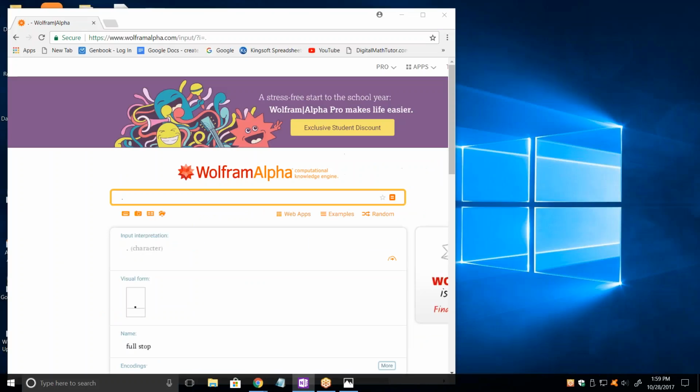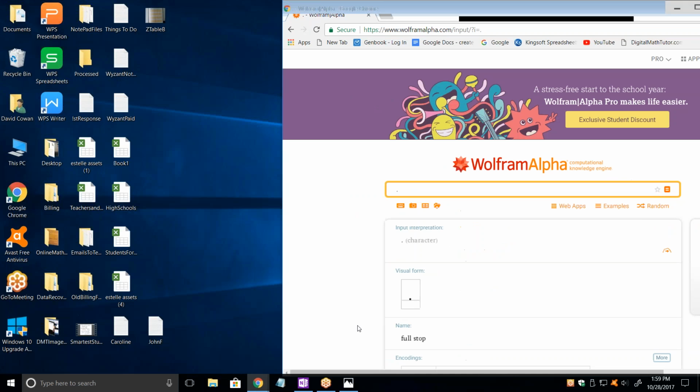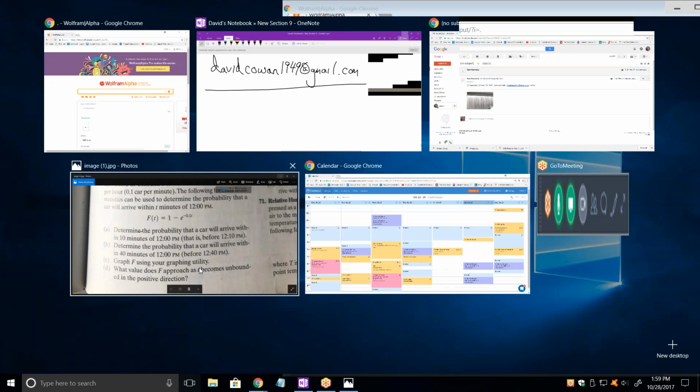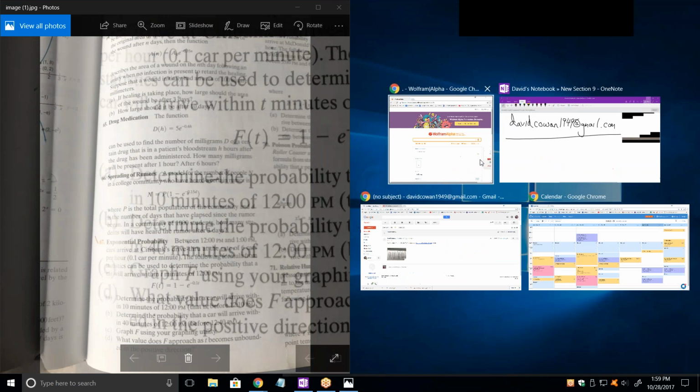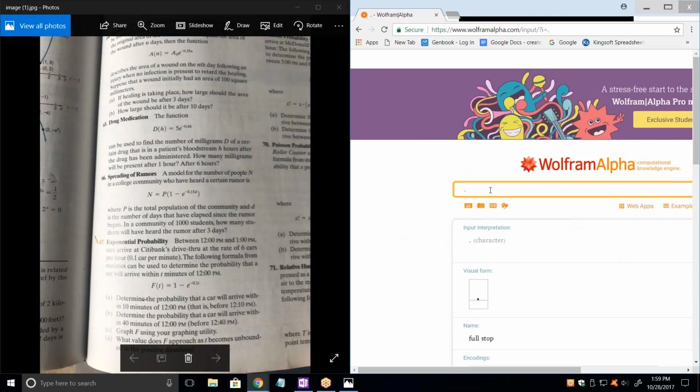Hold on a second. I do have to find the function, though. So, if I graph y equals 1 minus e raised to the negative 0.1x. Notice that I use x instead of t.